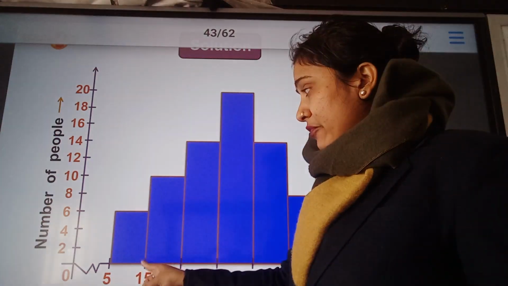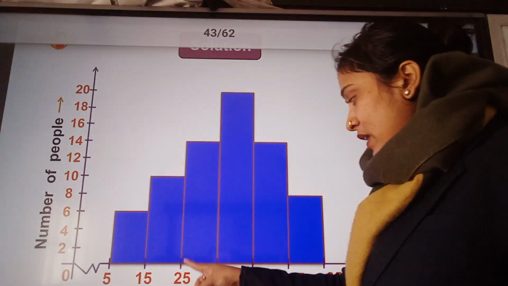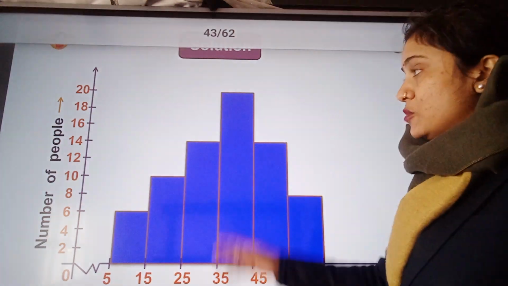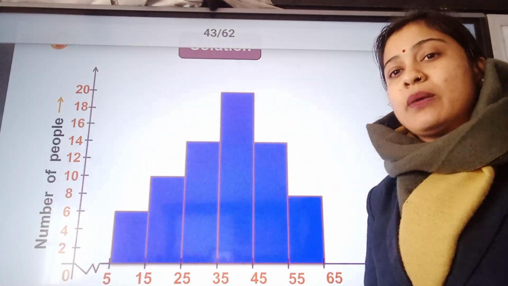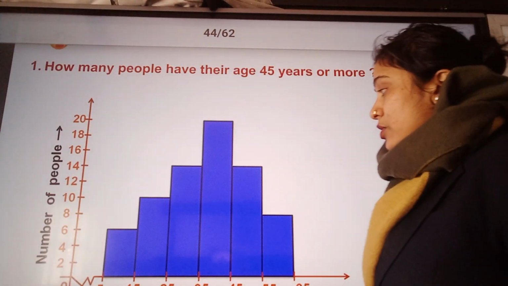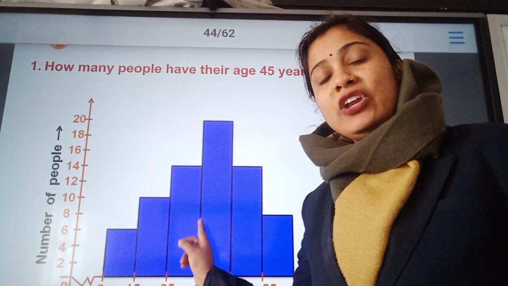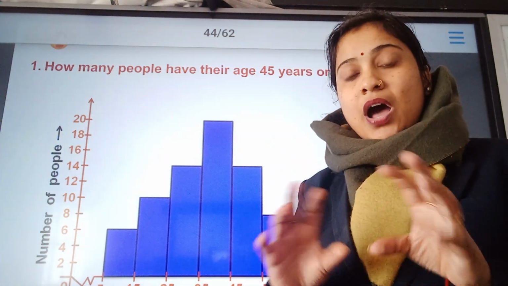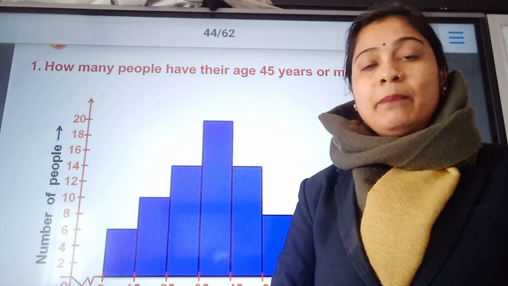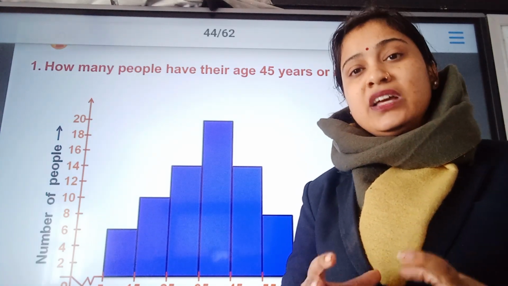So from 5 to 15 we have plotted, then from 15 to 25 and so on till 65. This is the age group, and corresponding is the frequency, or the number of people. Can you see in the graph we don't have any gap among any of the rectangles? So when we don't have a gap, that is considered a histogram.